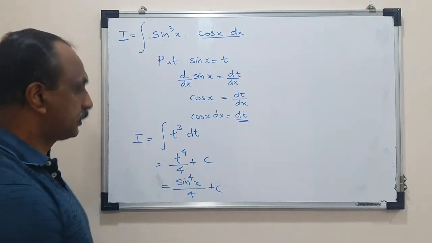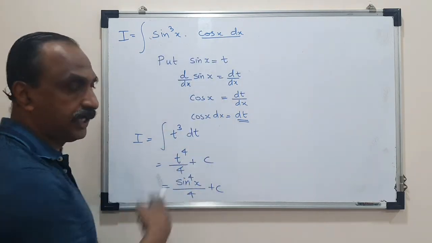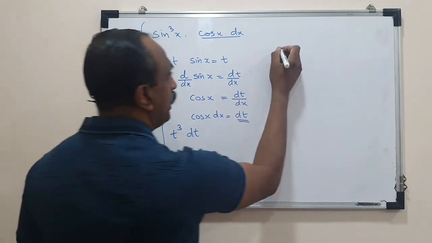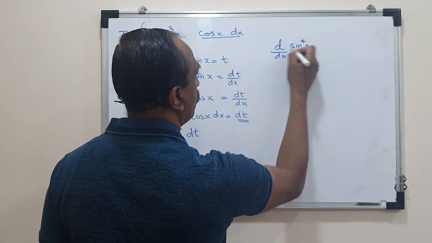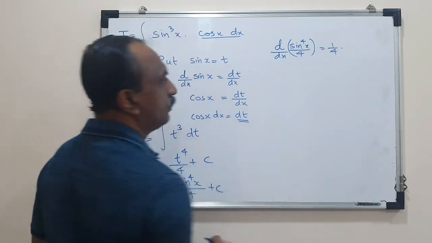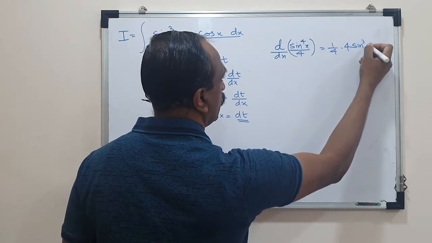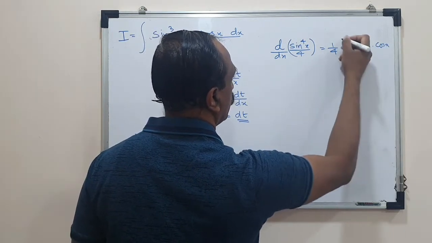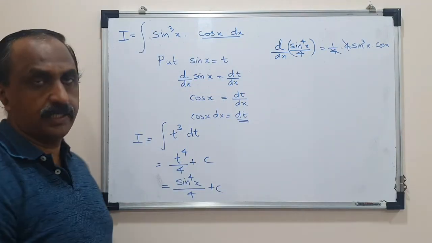So what do you notice? You notice that the integral of this function is this. Let's verify if it's correct or wrong. If I differentiate sin raised to 4 x upon 4, you will get 1 by 4 into the derivative of sin raised to 4 x, which is 4 sin cube x into cos x. You can notice that you have got exactly the function. So this is a technique to apply.